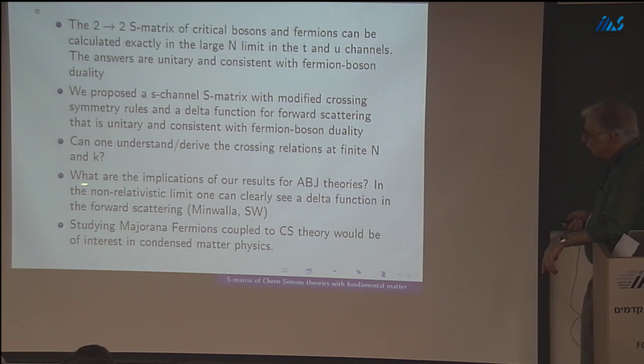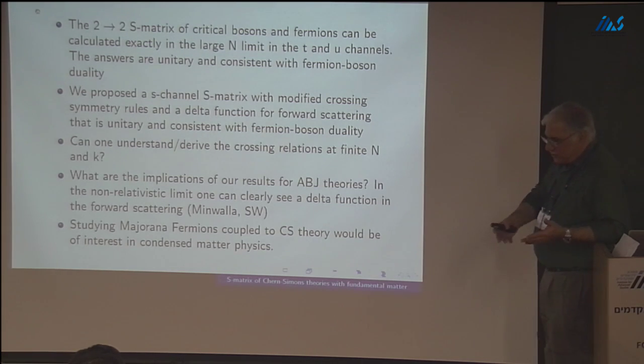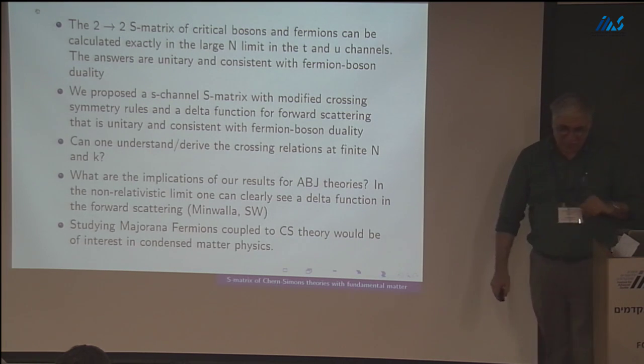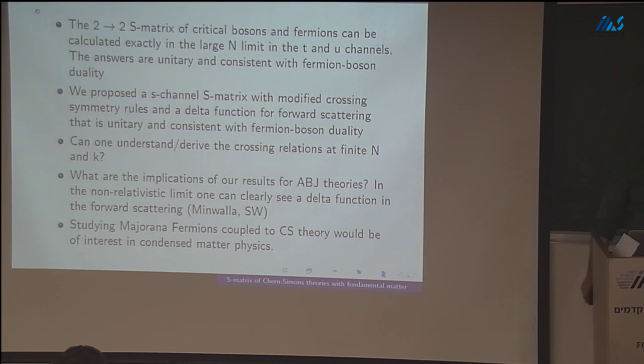Now, what are the implications for ABJ theories? Shiraz and I were discussing the non-relativistic limit. Any relativistic theory has a non-relativistic limit. You do that, you find that you need the delta function in certain channels. Now, I also think that studying an odd number of Majorana fermions coupled to Chern-Simons theory is an important problem for condensed matter physics, and it's not easy to see how to do it. But anyway, it's an exciting area, and thank you for your patience. Thank you.